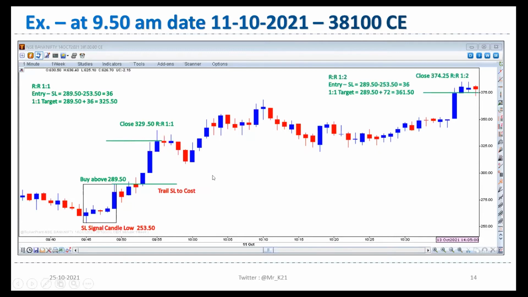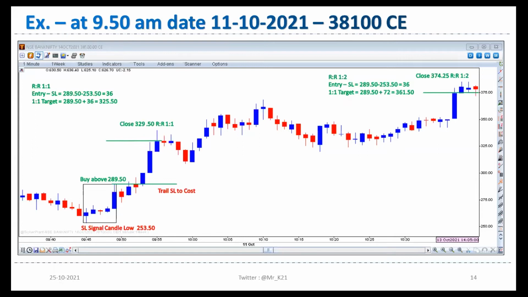Now I will calculate my 1:2. I already calculated that my 1:1 is 36 rupees, so 36 into 2 is 72. Adding that to my entry price of 289.50, 289.50 plus 72 is 361.50. From here, I will check whichever candle is closing above 361 and book the profit. Here you can see my 1 minute candle closes at 374.25. It reaches 1:2 and I'm booking my profit.